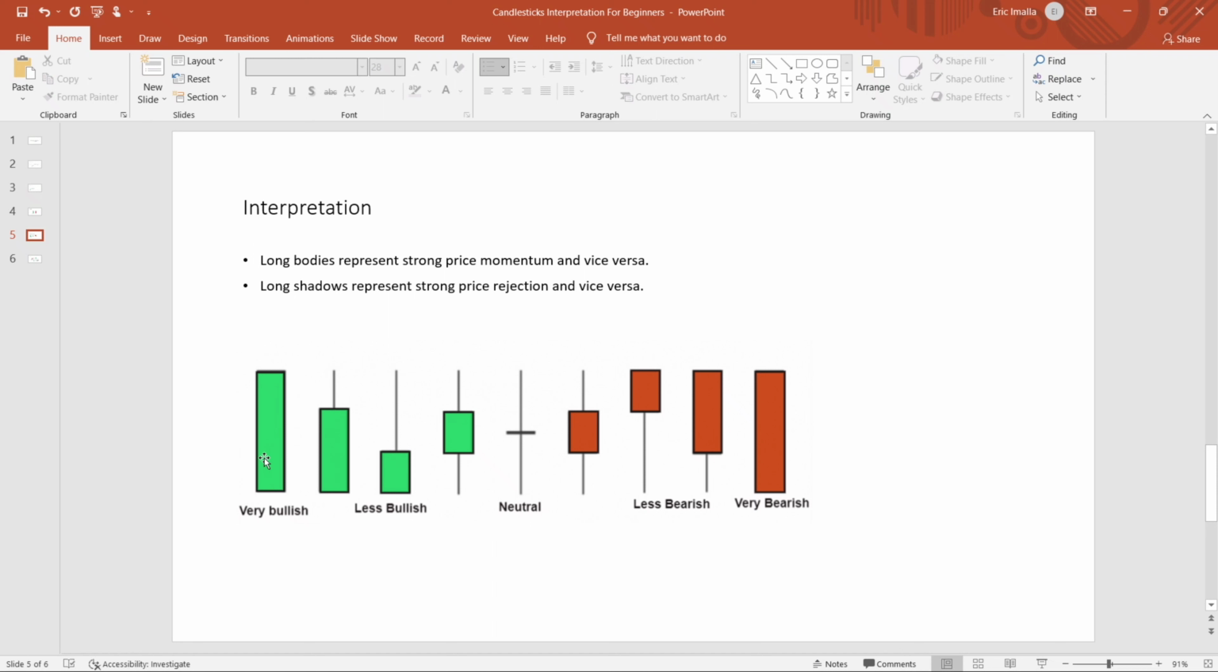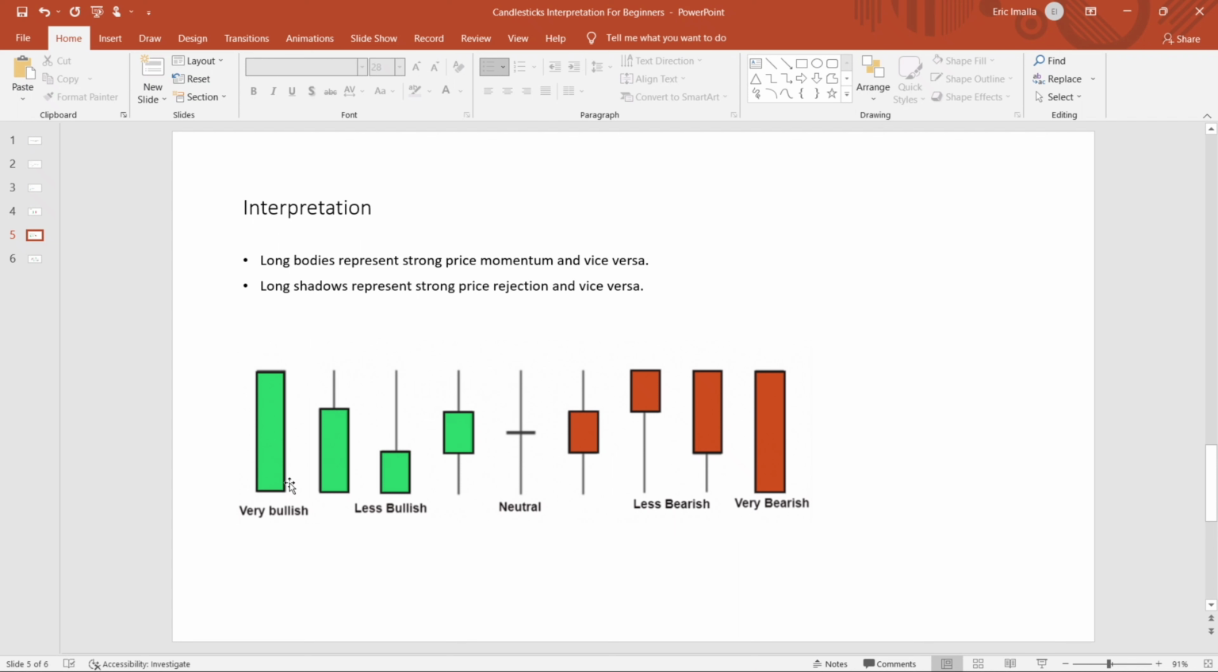So this candlestick is very bullish, meaning the buyers are very strong because it has a long body. This one has a slightly shorter body as compared to the previous one. So that means that the buyers are a little bit weaker as compared to the buyers at this time. And the more we move to this candlestick, which has a very small body, it indicates that now the market is very less bullish, because now the buyers are being kicked out of the market.